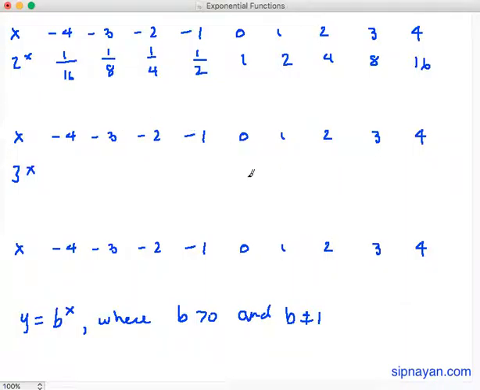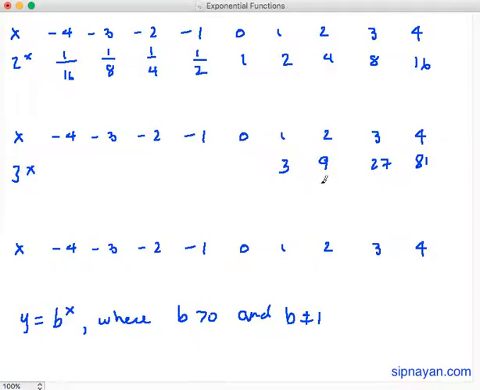Tingnan natin yung mga values. Remember, ang value ng x natin is itong mga ito. So, for example, if x is equal to 1, 3 raised to the first power is 3, di ba? If x is 2, 3 squared or 9. If x is 3, we have 27. And if x is 4, we have 81. So, 3 times 3 times 3, ito, 3 times 3 times 3 times 3.